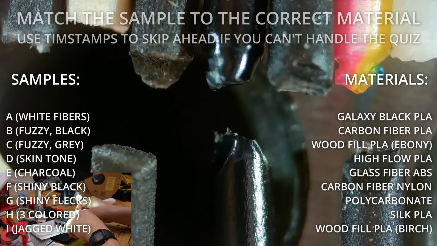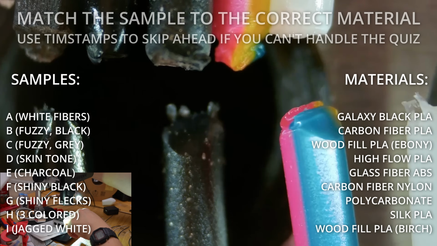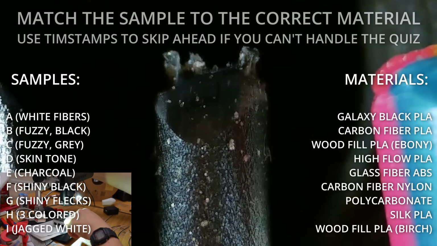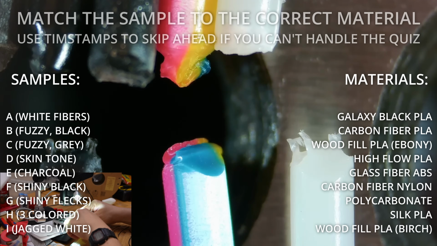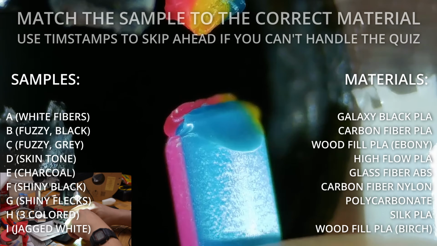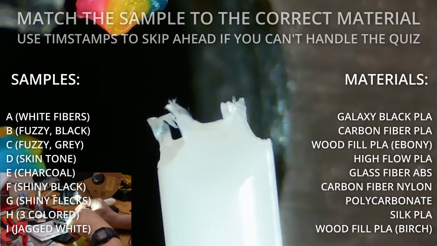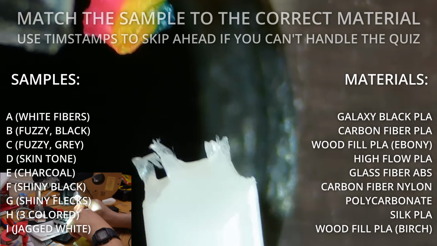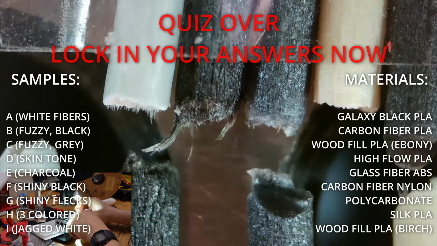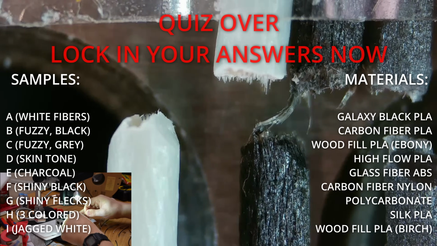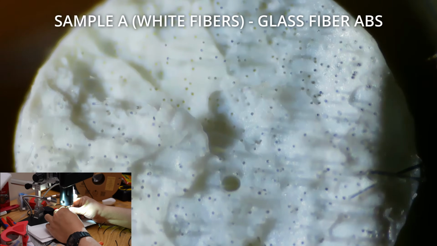Sample F is this really shiny one. It's just shiny black material. Sample G is the one in the middle of the screen right now. It looks like there's some little flecks of shiny material. Sample H is this three-colored filament. It kind of has a sheen to it. And then sample I, there's some kind of jagged edges here where it was cut, but it just appears to be a white homogeneous material. That's all of our samples. Why don't you guess in the comments what samples A through I are based on what we can see at this magnification. All right, so now we'll go over these materials one more time.